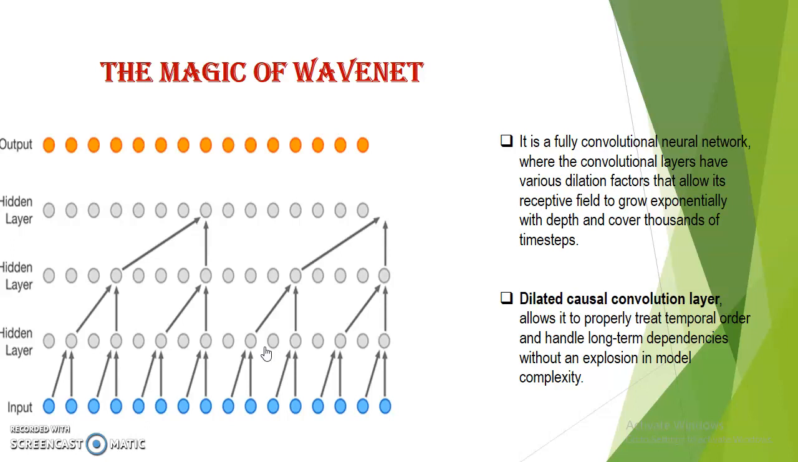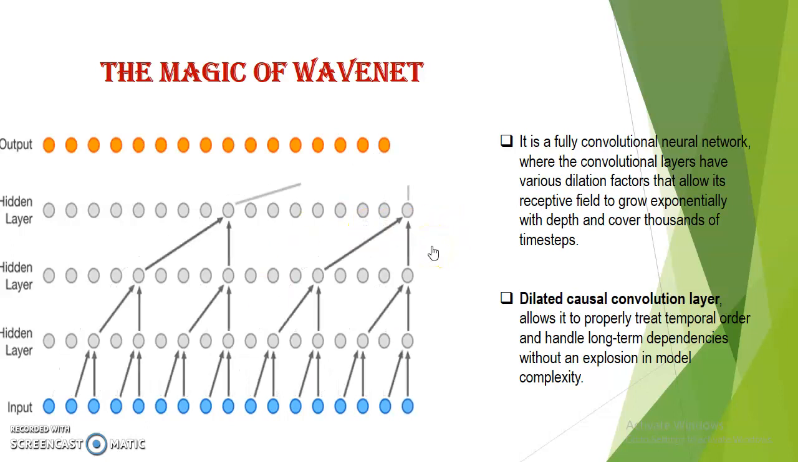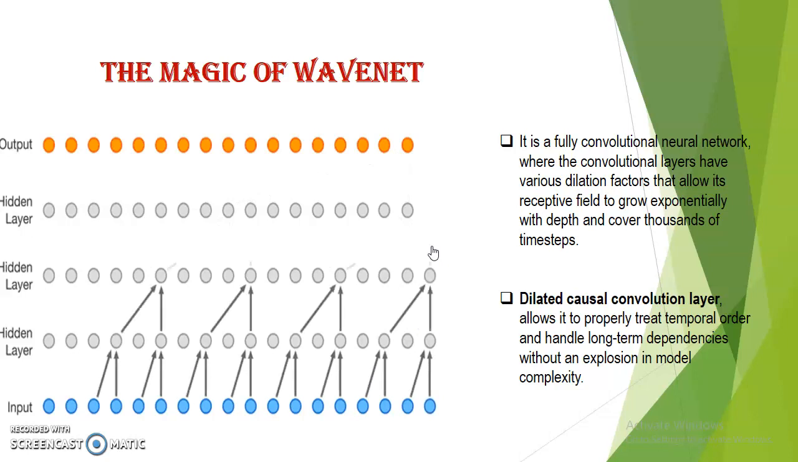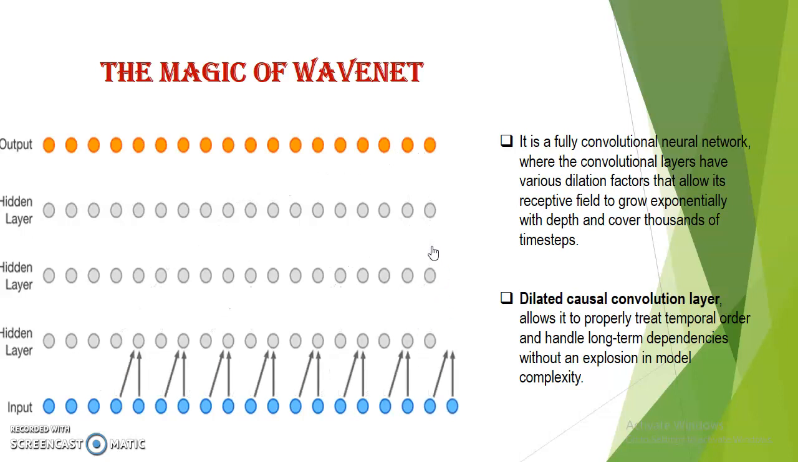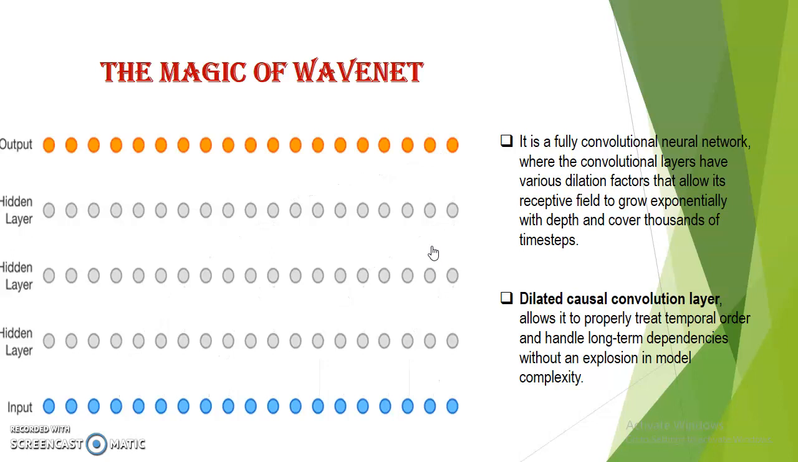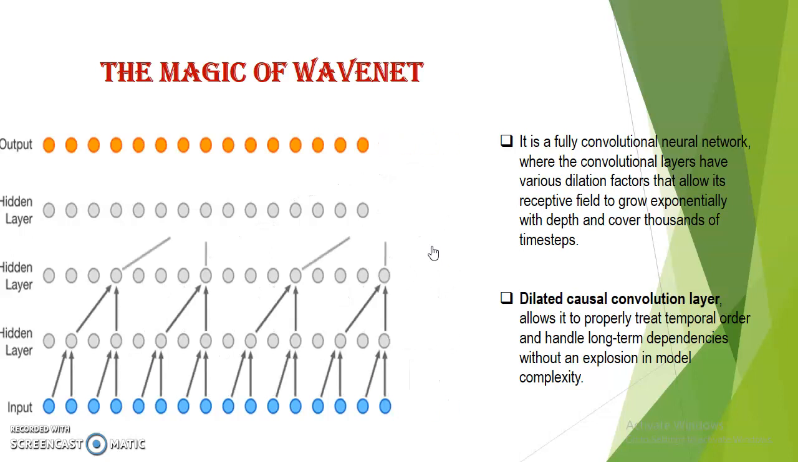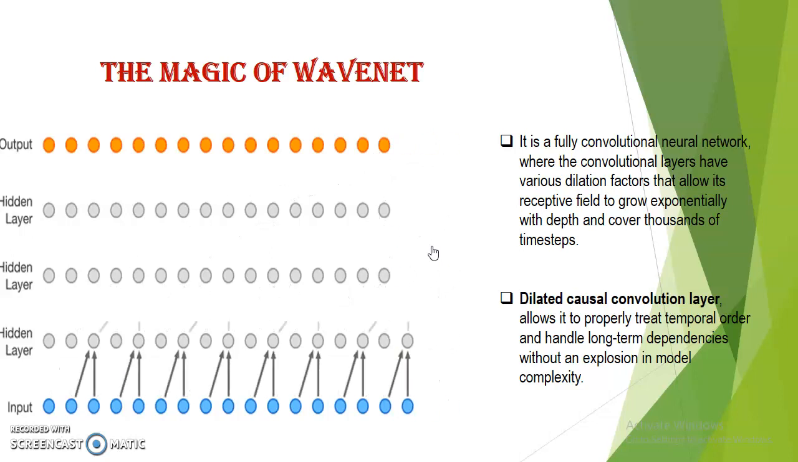So now I'm going to discuss the dilated causal convolution layer, which is the heart of this WaveNet. If you see, it is a fully convolutional neural network where the convolution layers have various dilation factors that allow its receptive field to grow exponentially with depth and cover thousands of timestamps.